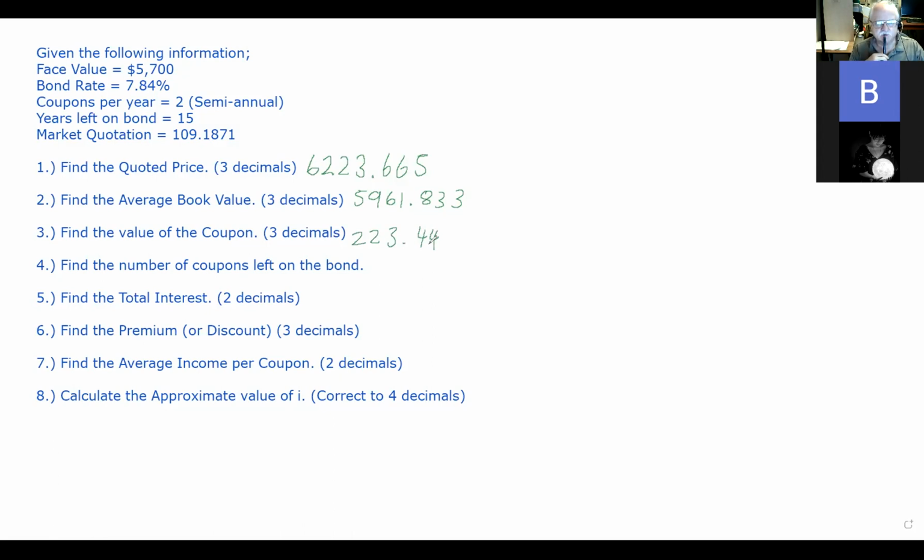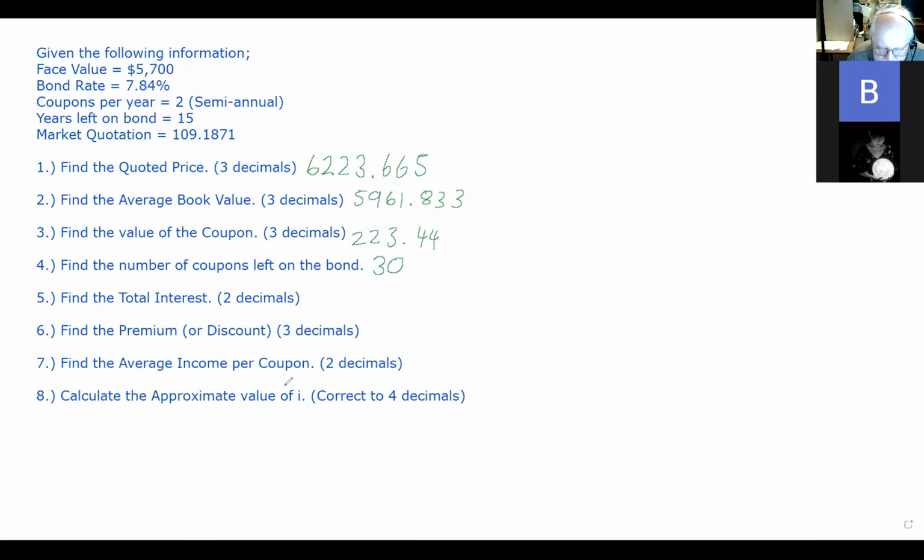So find the number of coupons left on the bond. They didn't give us dates, so we just have to go with what they've told us. How many coupons will be left on the bond? Sir, can you please show your Excel file? Oh, we can't use the Excel file because they haven't given us any dates. Then it's 30. Yes, it'd be 30. Okay, sir.